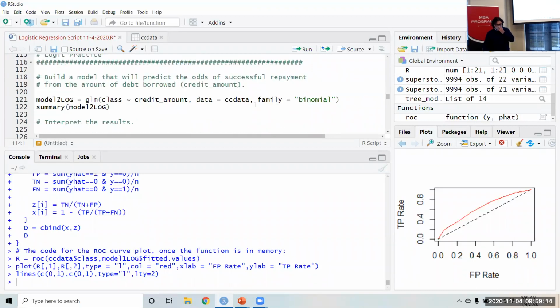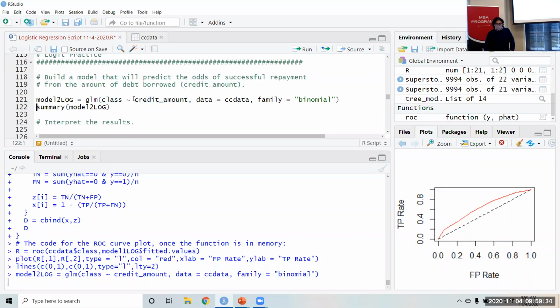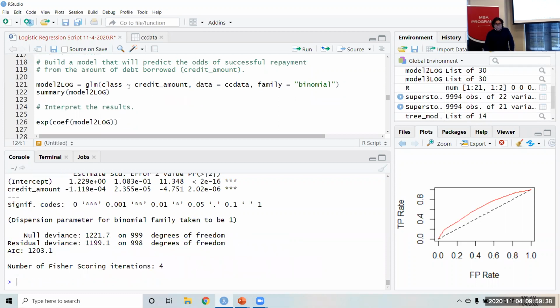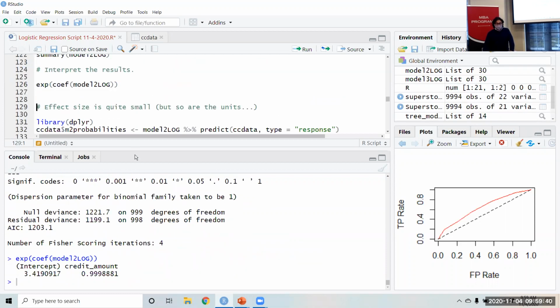Okay, so this first practice that I asked you to do, which I gave you the answers to, is fairly simple. So we'll go over it, right? I said, okay, predict the odds of a successful repayment from the amount of debt borrowed, credit amount. So what did we do? We said, okay, credit amount is going to be our predictor. Class is going to be our dependent variable. So it's the same general format, summary of model 2log. And then we need to exponentiate to interpret the results.